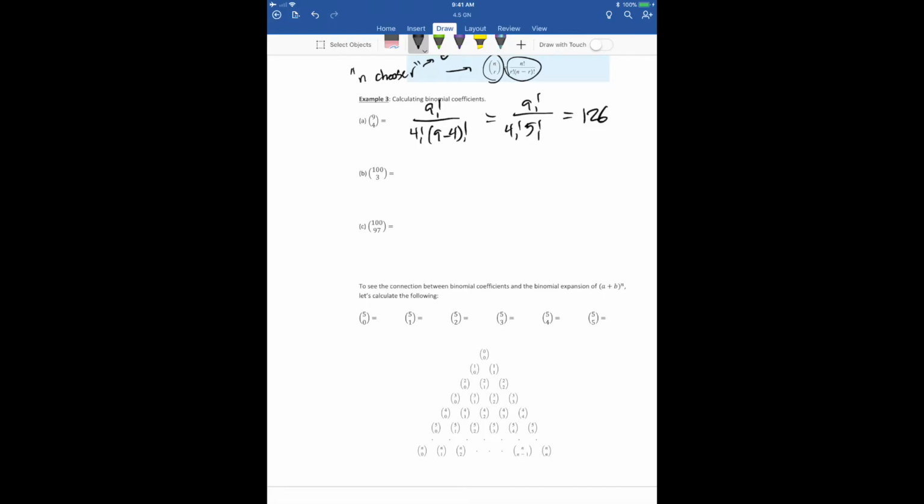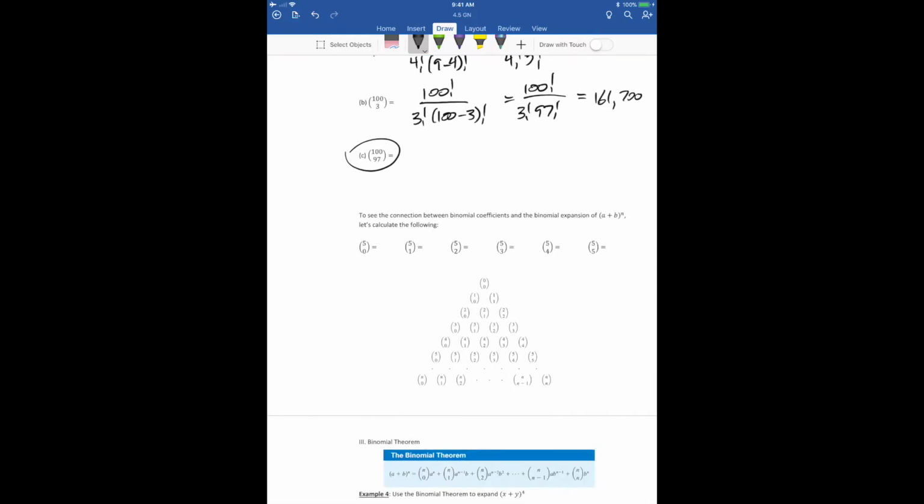100 choose 3 is 100 factorial over 3 factorial times 100 minus 3 factorial. That's 100 factorial over 3 factorial times 97 factorial. I don't need parentheses anymore. Plug that into a calculator, you get 161,700. Big number. Not one I'd want to calculate by hand. And then go ahead and try letter C. I think you might be surprised by the answer.